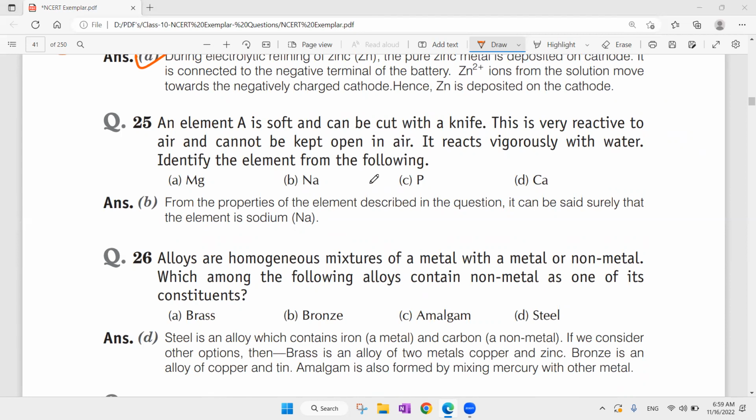Identify the element from the following. The element which can be cut with a knife: sodium, potassium, lithium, etc. If you can observe, potassium. Where is potassium here? Oh, sorry, sir. So sodium. Is that sodium? That is phosphorus, sir. Yeah, that is phosphorus. Very good. So the answer is B, sodium.